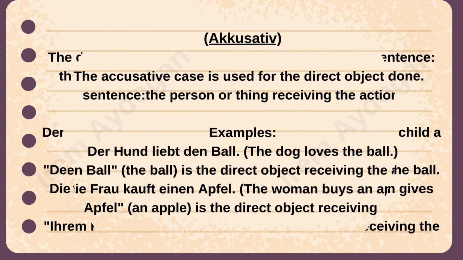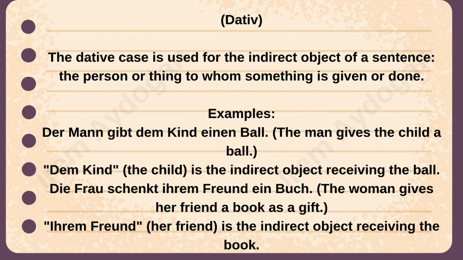And dative. Dative case is used for the indirect object of a sentence. I mean the person or the thing to whom something is given or done. And if we use the person or thing to whom something is given or done, we have to use dative case. For example, der Mann gibt dem Kind einen Ball. The man gives the child a ball. Dem Kind here, our dative case, is the one receiving the ball. So we made it dative.